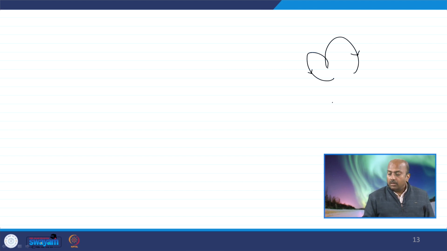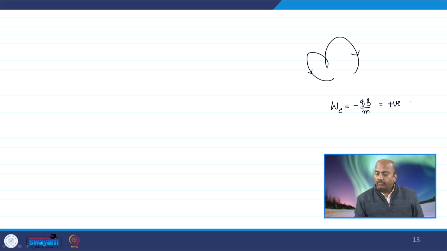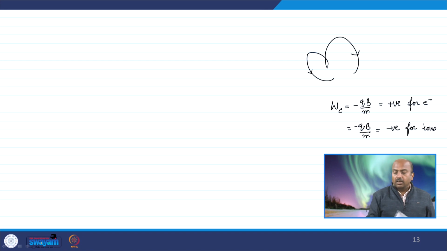Their movement can be understood by simple notation. So we write omega c as qB by m, which is positive for electrons, and minus qB by m, which is going to stay negative for ions, because I am putting q equal to plus or minus e in these expressions. Okay. Now, as an exercise, you can solve this mathematics, in which you can start from the equation F is equal to ma.